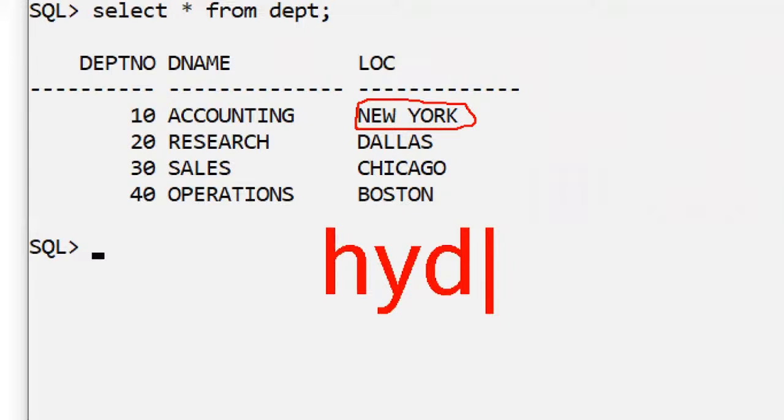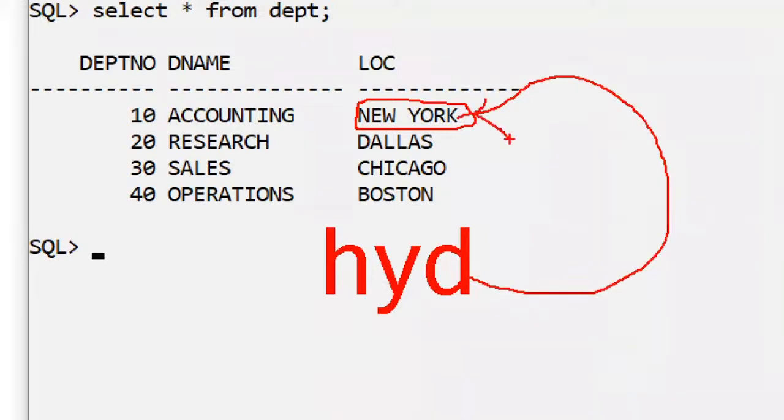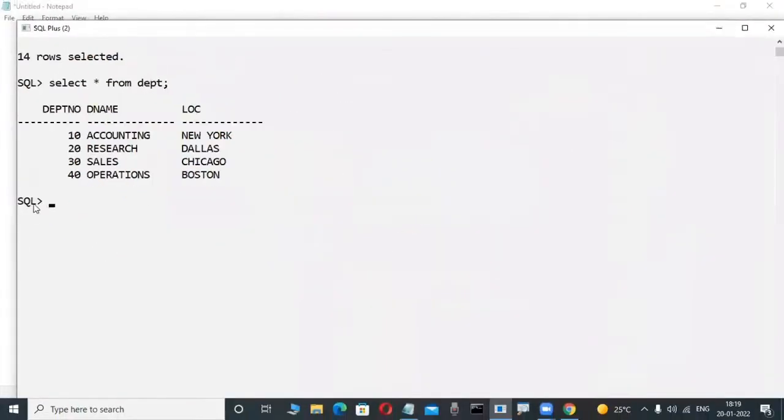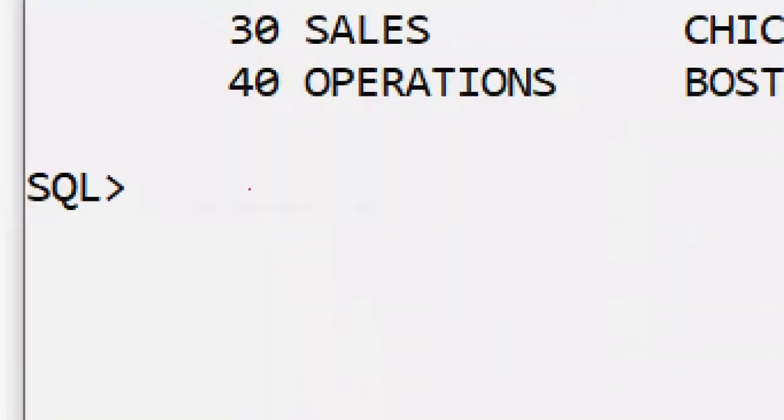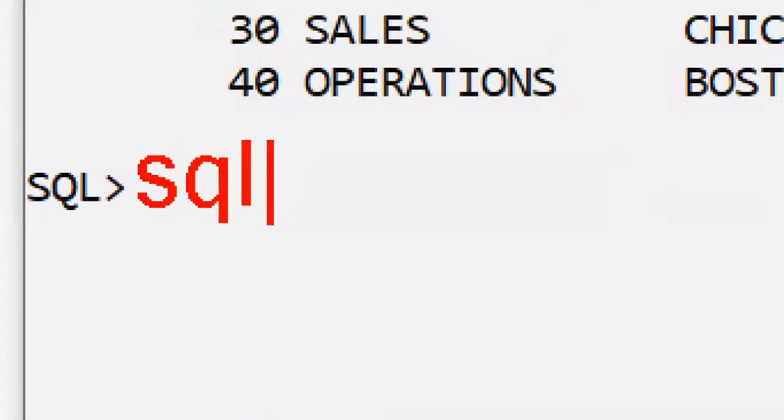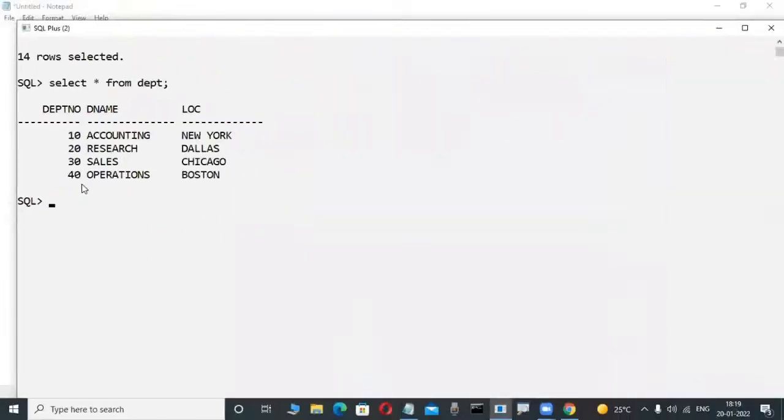Suppose I want to change this New York location into Hyderabad as the location. I want to change it in this relational database. How can I do it? Just at the SQL prompt, we are using the SQL language. SQL language is a very easy language. How? I will tell you. In SQL language, you are typing some commands.